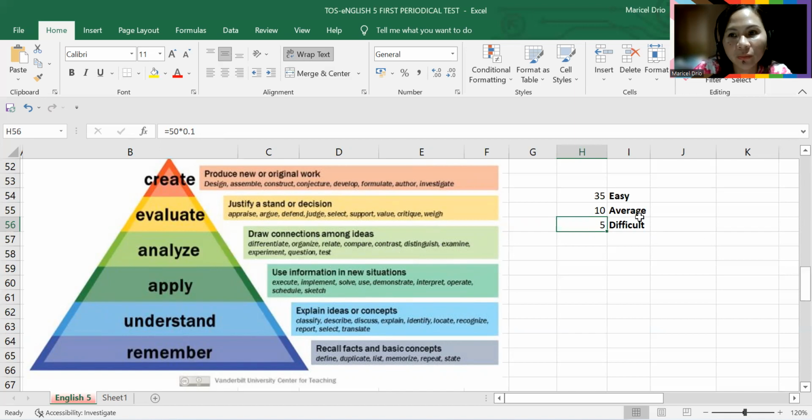And for the difficult one, which only consists of 5 items, we have evaluate and create. For evaluating, you have to justify a stand or decision. So appraise, argue, defend, judge, select, support, value, critique, or weigh. And for the last one, you have to produce new or original work. That means you can design, construct, conjecture, develop, formulate, author, and investigate.